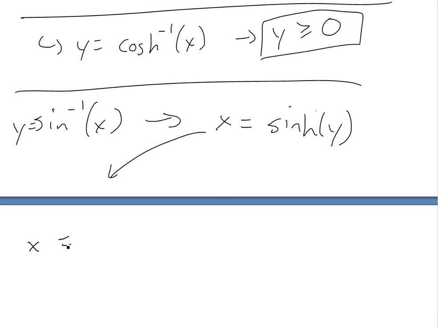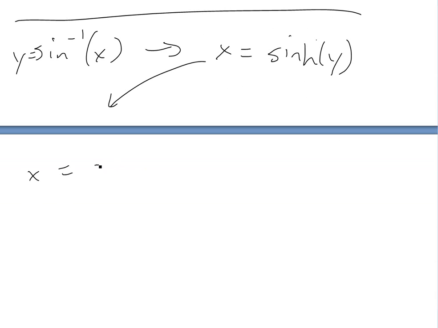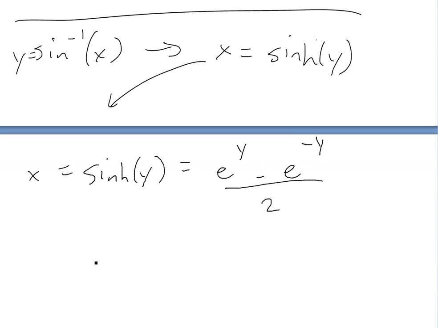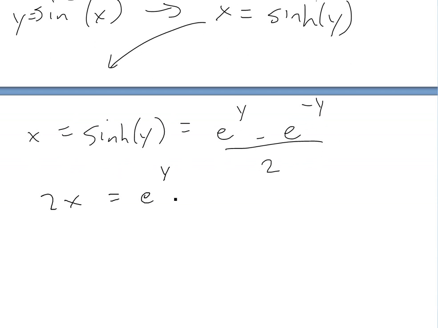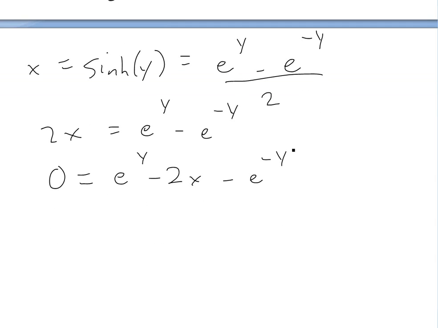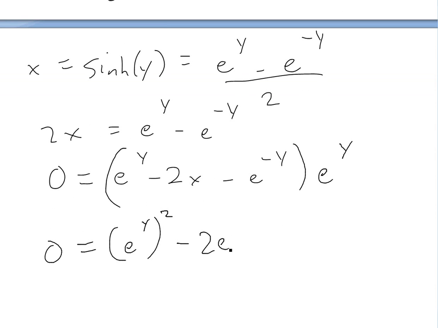And then we know what they equal, so we're going to have x is equal to sinh y, which is e to the y minus e to the negative y over 2. Just times the 2 out, so we're going to have 2x is equal to e to the y minus e to the negative y. And then what we could actually do here is put everything to this one side. We're going to have 0 is equal to e to the y minus 2x minus e to the negative y. Now this is actually a quadratic. All we have to do is times everything by e to the y. And 0 times e to the y is 0, so we're going to have 0 is equal to e to the y all squared, minus 2x e to the y, and then e to the negative y times e to the y is just equal to 1.